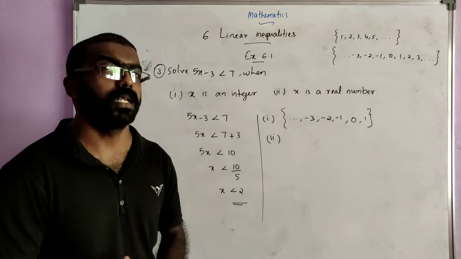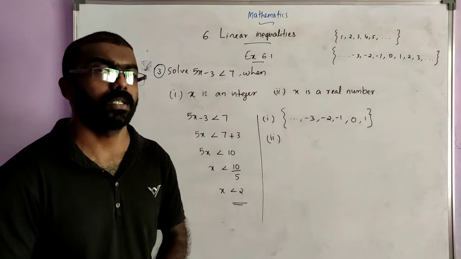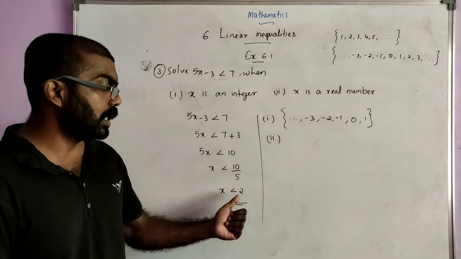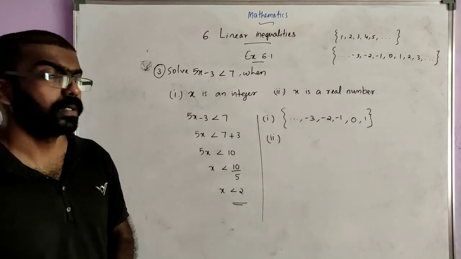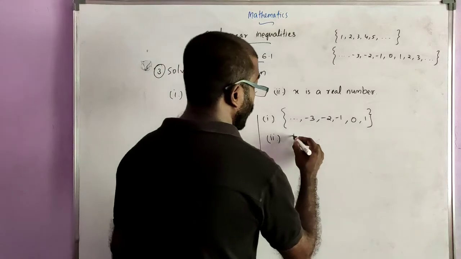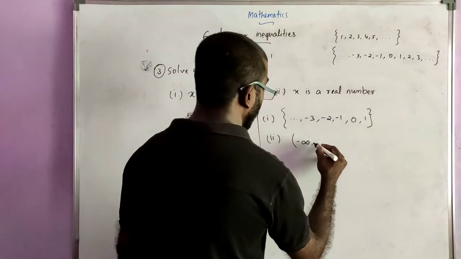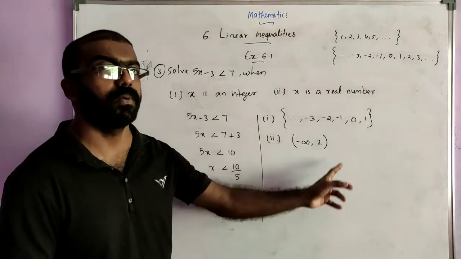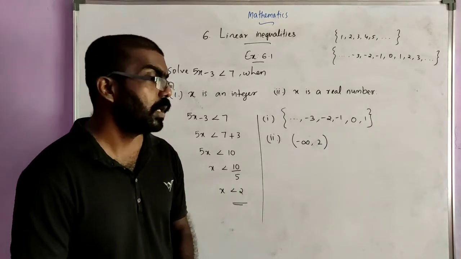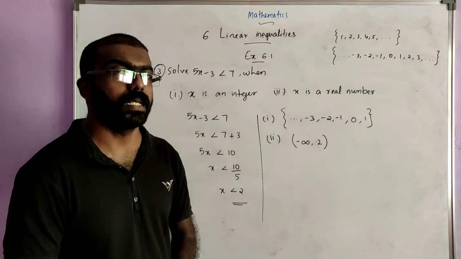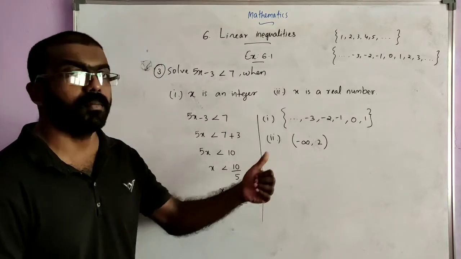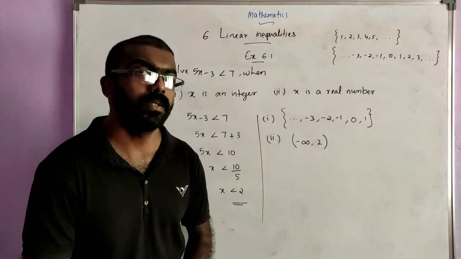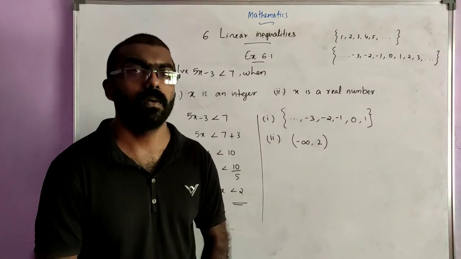That is what we have discussed in the introduction video. So x is a real number, real numbers that are less than 2. That we can write as the open interval minus infinity comma 2. 2 is not included, that is why we put the open bracket. So the real numbers that are less than 2 can be written in interval form as open interval minus infinity comma 2.